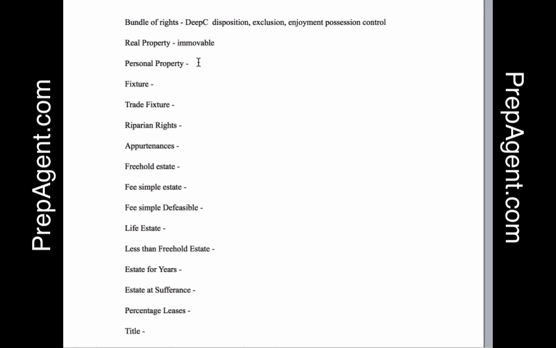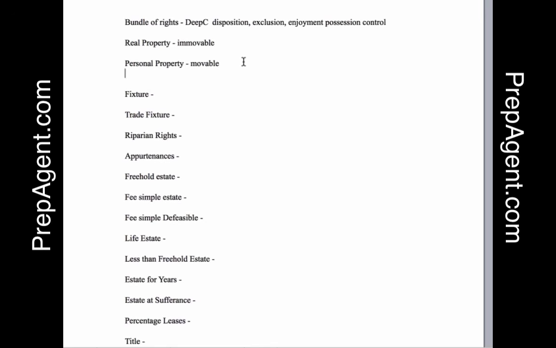So let's get this down. Real property, immovable, personal property. What do you got? Movable. Good. Now, the answer may not be movable on your exam, just so we understand the concept here. But you'll see something like a chair, that's movable, personal property. Okay? Good. Got it.